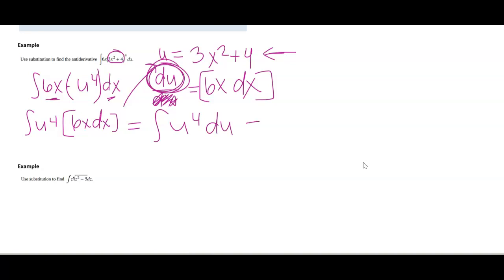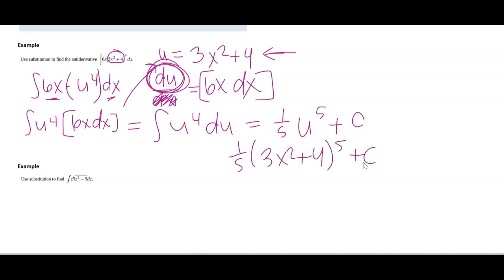This is now an integral that I can find the antiderivative of using our power rule. So I'm going to have u to the 5th over 5, or times 1/5. And it is an indefinite integral, so I'm going to say plus c. And then I'm going to plug u back in. So 1/5 times (3x squared plus 4) to the 5th plus c.